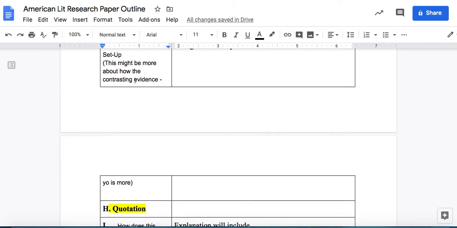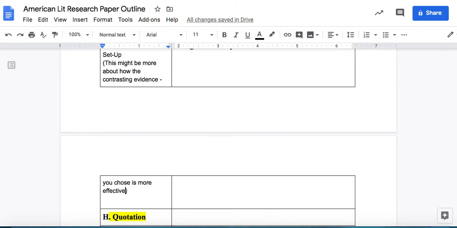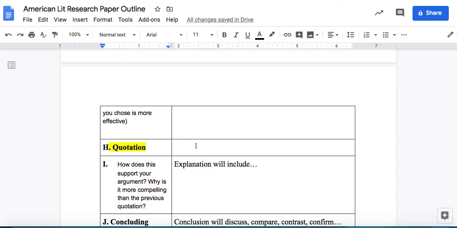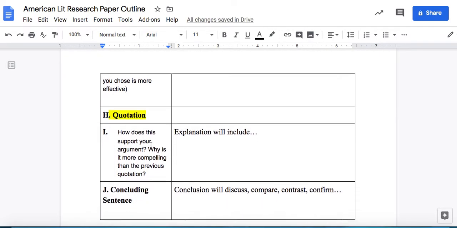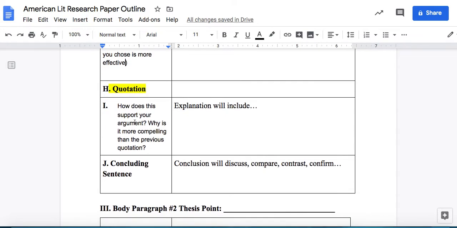Evidence, contrasting evidence. This might be about how the contrast. I don't know why that was cut off. Okay. Then you're going to please do that entire quotation just like the previous one. And again, you can even reference the previous quotation in here.